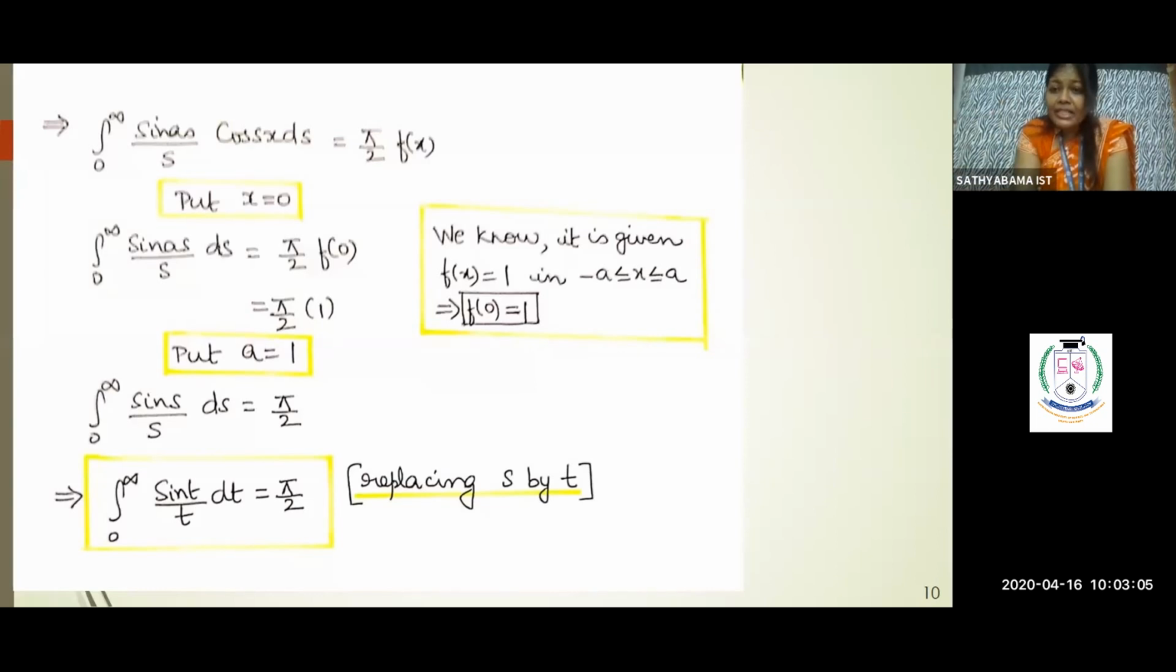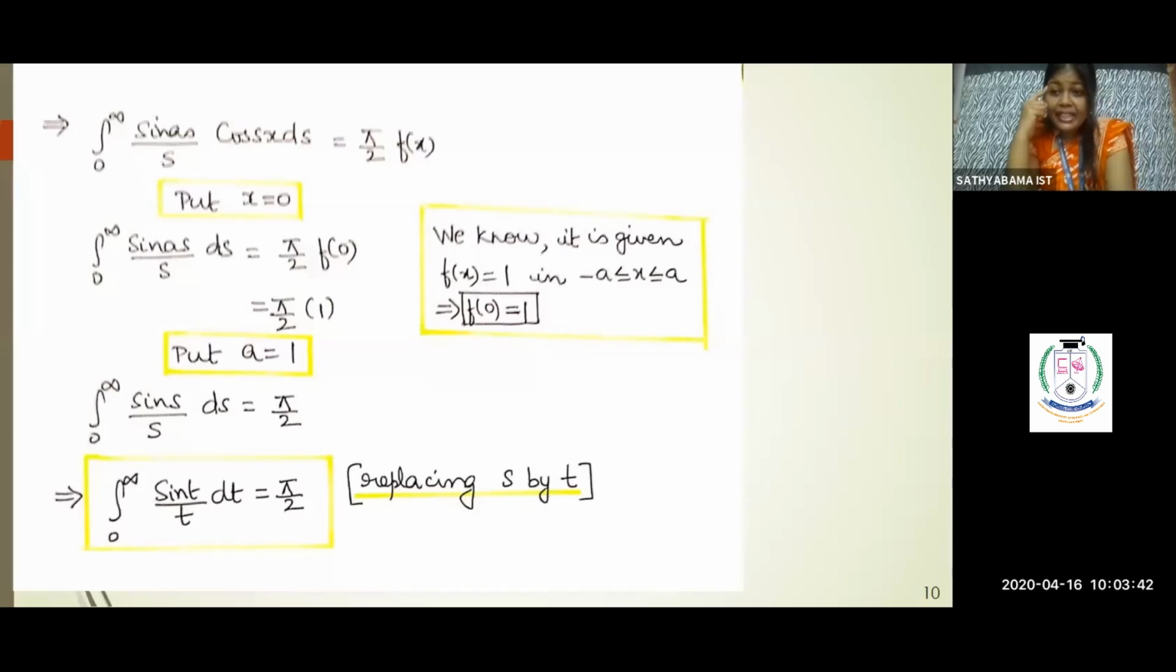Now how do I find f of 0? I have to look at the definition of f of x. By definition, it says in the question itself, f of x takes the value 1 from minus a to plus a, isn't it? Now where will 0 be? x equal to 0 will be in this range from minus a to plus a, isn't it? So what is f of x there from minus a to plus a? f of x takes the value 1, right? Now since 0 belongs to this range, what will be f of 0? 1. Okay, so I've substituted f of 0 as 1. So this is what I have.